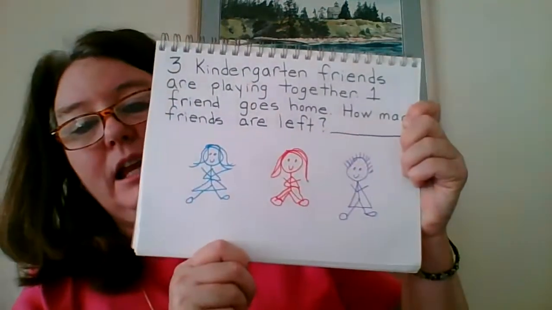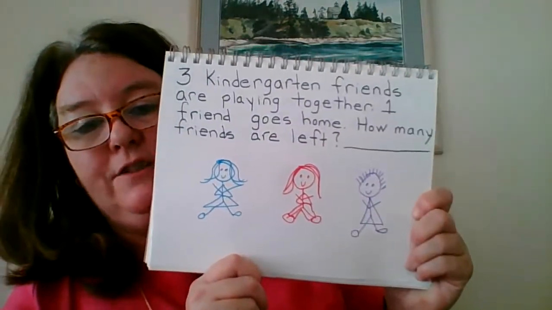So draw 1 more friend. This friend's going to have short hair sticking up. And all my friends are so happy because they're outside playing together. I can't wait till we get back to recess at school and we can all play together. So here are my 3 kindergarten friends.